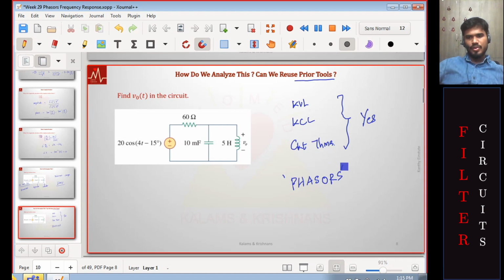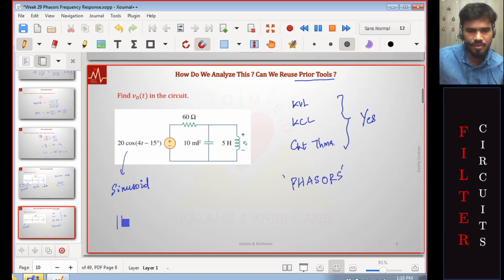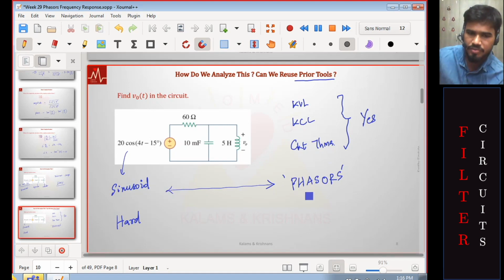So if you take what is given here as a sinusoid and convert it into what is known as a phasor, notice this coordinate transformation, we have been talking about it since we started our math class, right? Any hard problem, we always look for a transformation that will make our life easy. One such transformation here is conversion to a phasor, and here the problem is very, very easy.